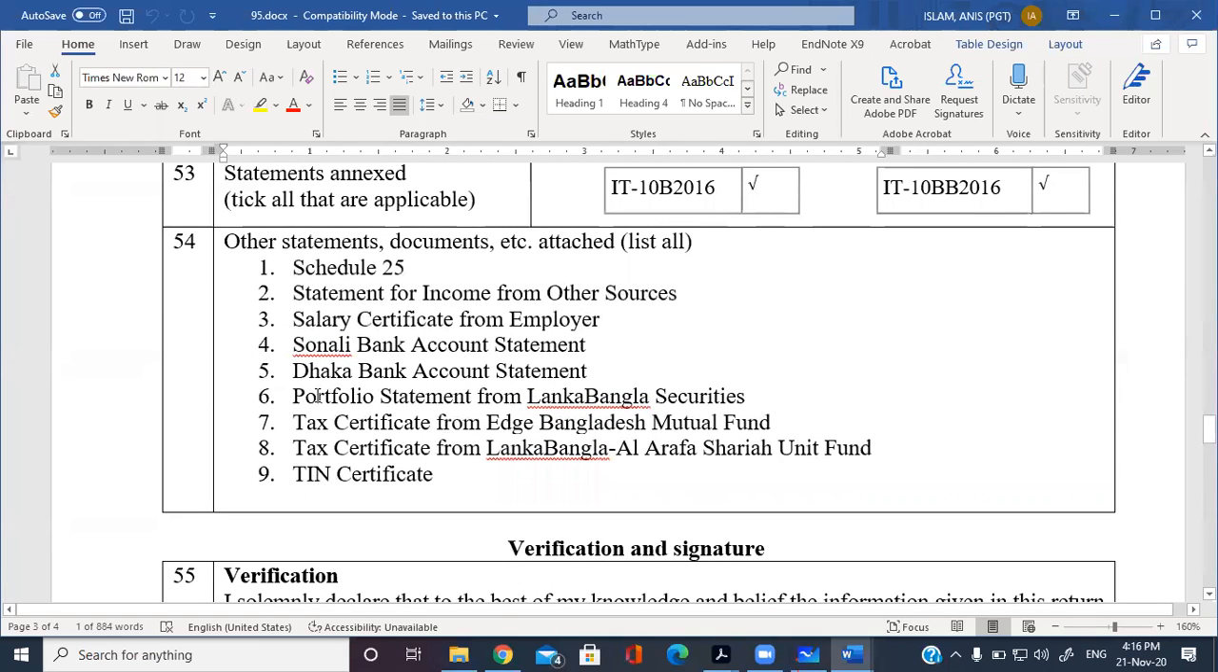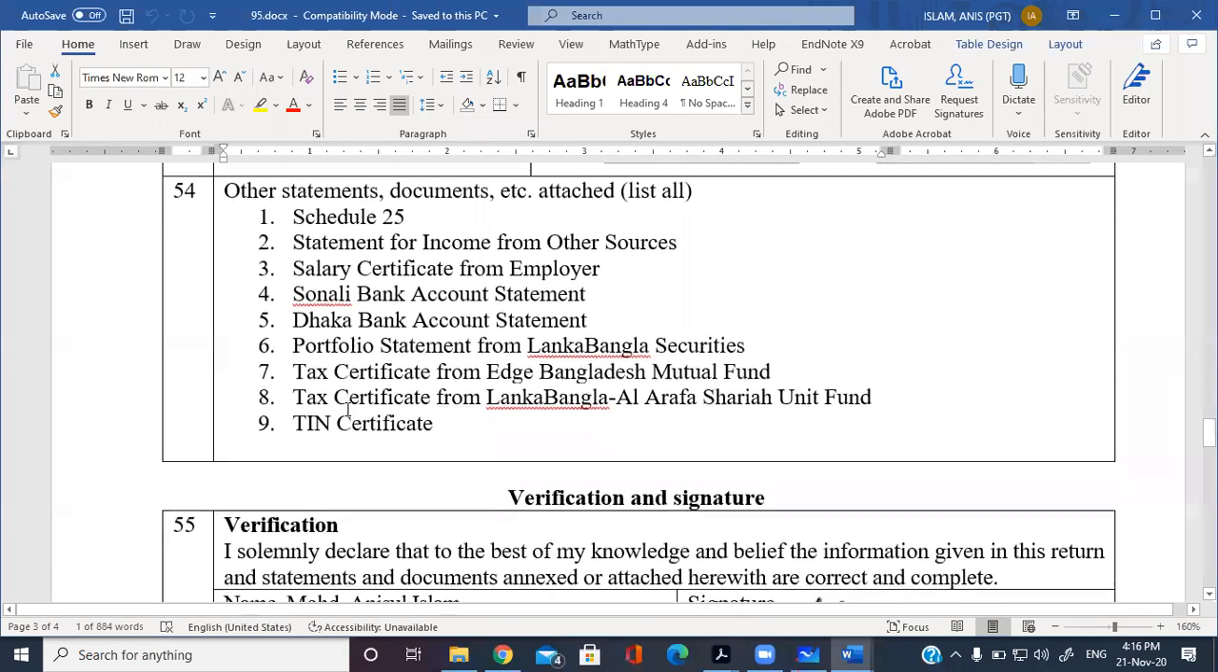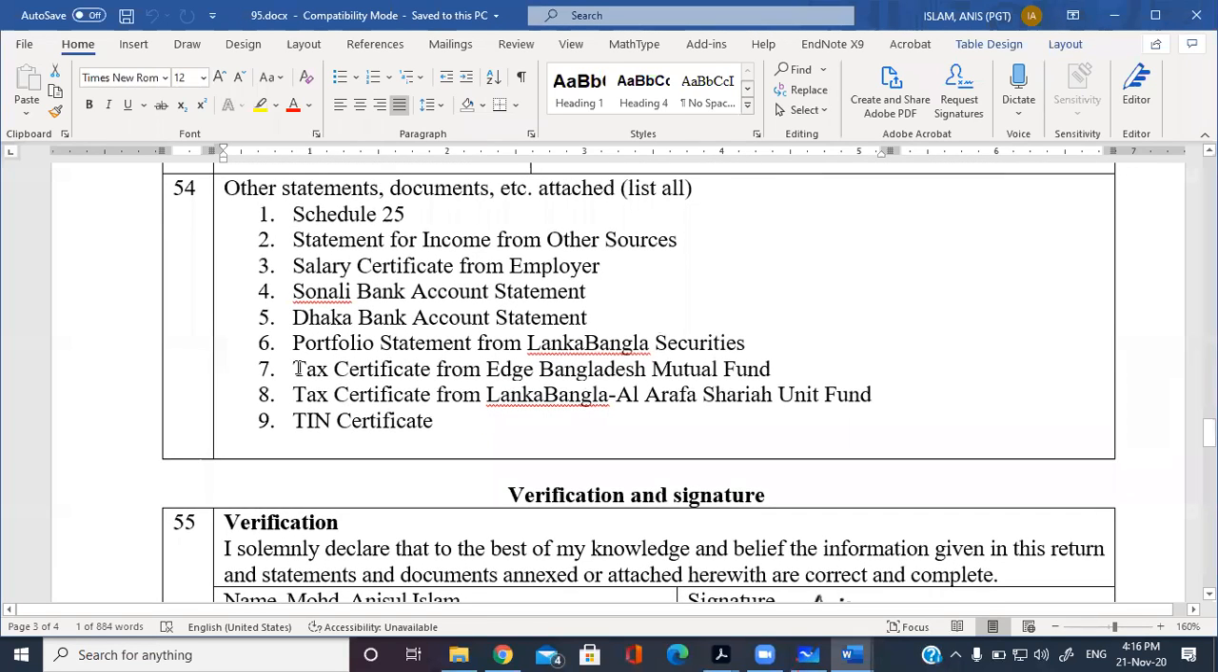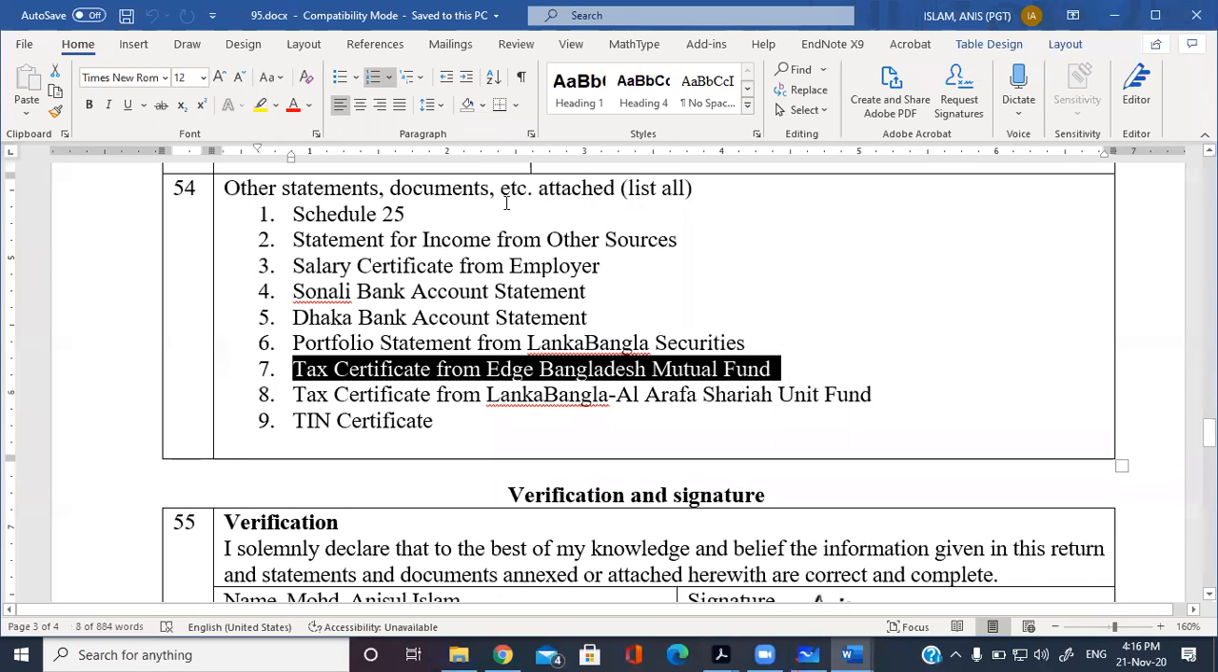And let me show you an example of what kind of document I have attached for getting the investment tax allowance. For example, the tax certificate from this mutual fund. I have attached this. For what purpose?